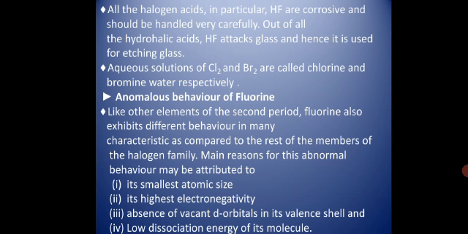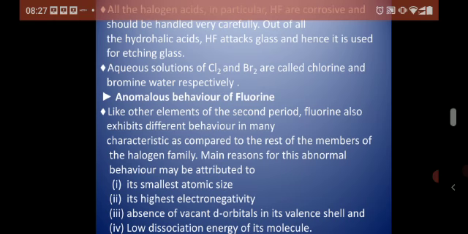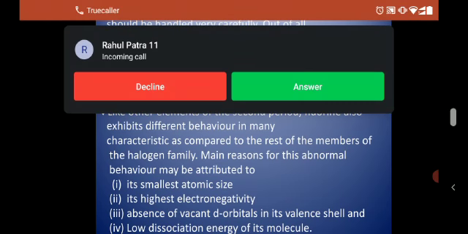Fluorine exists only in the -1 oxidation state in all compounds. Other elements in the same group show +1, +3, +5, +7 oxidation states, whereas fluorine exists in the -1 oxidation state because it is the most electronegative element and has no vacant d orbitals in its valence shell.